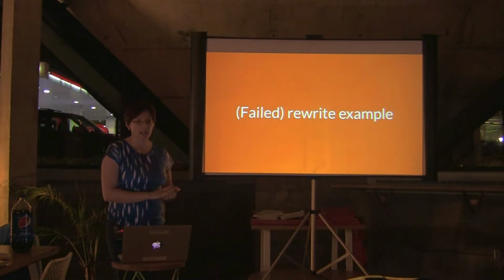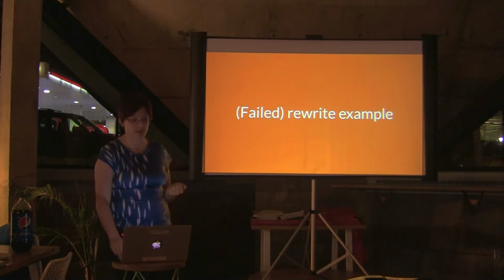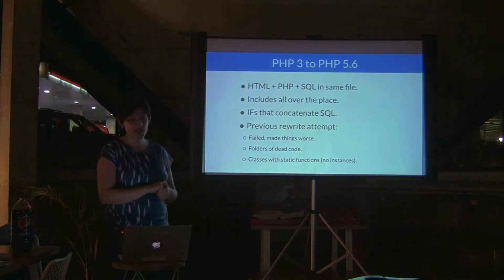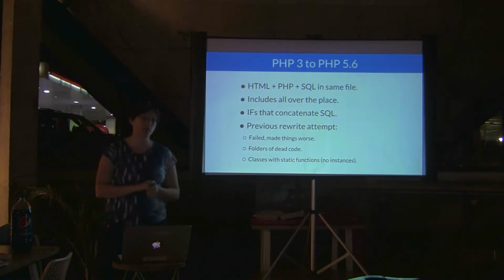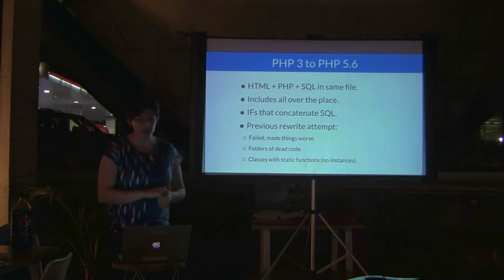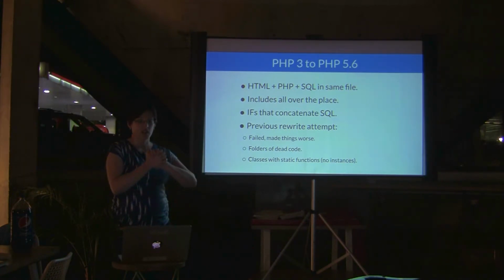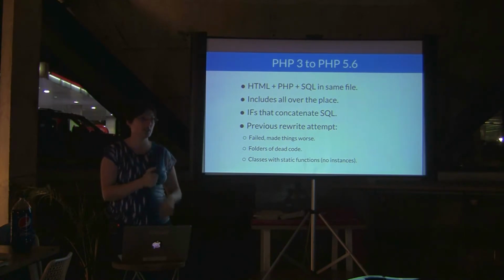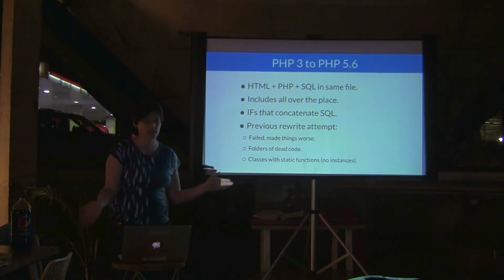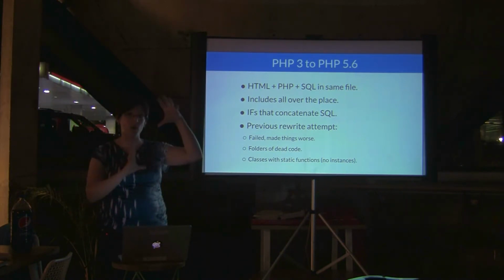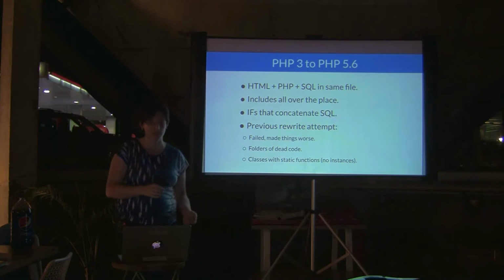So here's an interesting example of a rewrite that failed catastrophically. It was a project where a consultant decided to move from PHP 3 to PHP 5.6. In the original code base, of course, PHP 3 did not have object-oriented programming, so forget MVC or anything like that. Everything was in one file, and you would just call that file, and it would process and render.